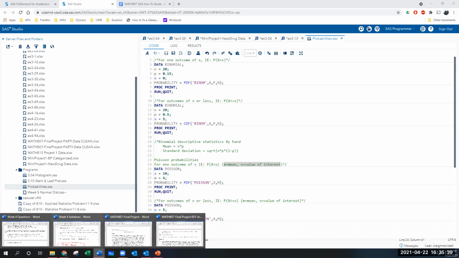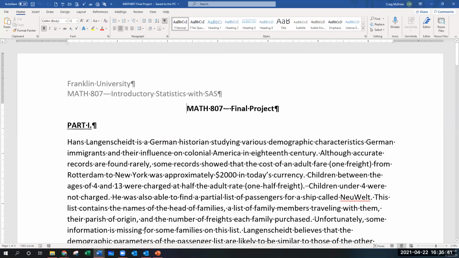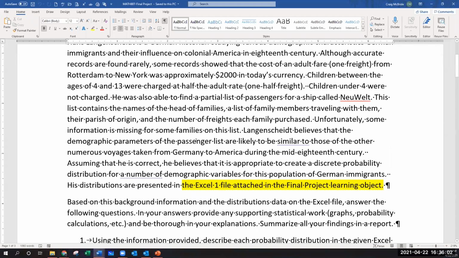Any questions on the final project for those of you that have actually started working on it? Nothing but crickets. That's my project for this weekend. That's right.